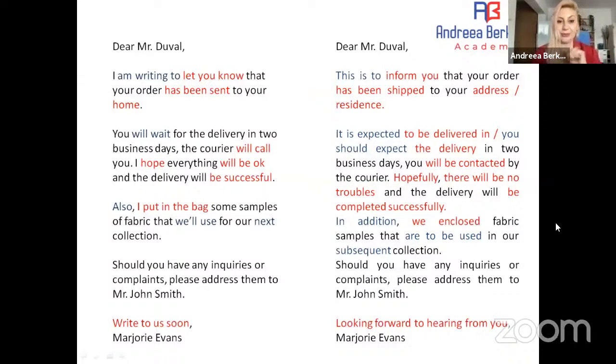The second paragraph: you will wait for the delivery in 2 business days. The courier will call you. I hope everything will be okay and the delivery will be successful. Okay. I think it's pretty official. Well, we'll see that actually the formal paragraph is even more official. But the first thing that we have to notice is the fact that the formal one is larger than the informal one.